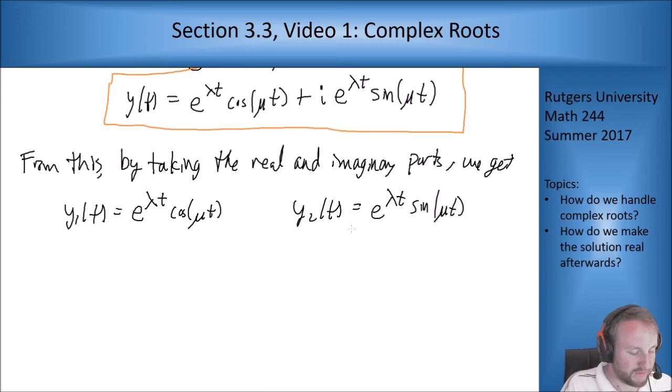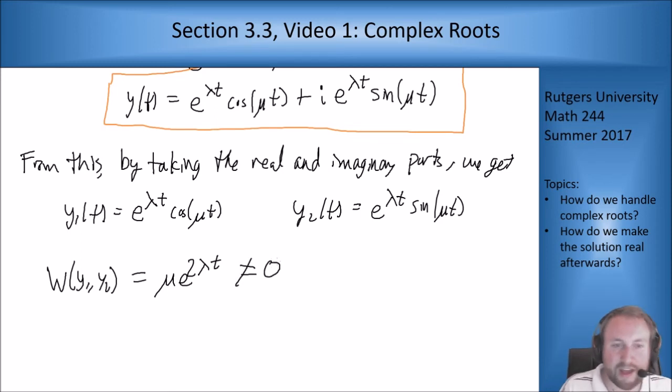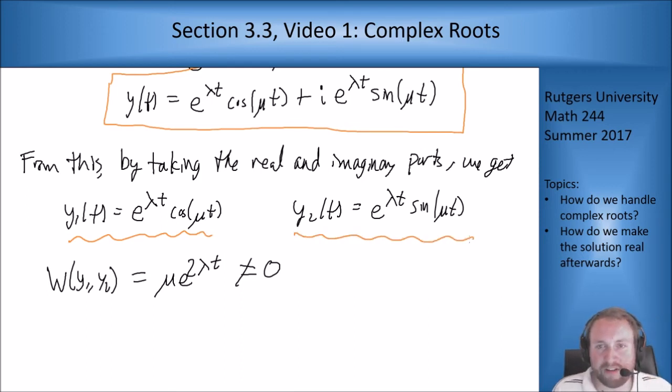And we would like to say this gives us everything, but to make sure we check the Wronskian, and if you check the Wronskian of these two solutions, you get mu e to the 2 lambda t, which again is not 0. If it was 0, that would mean mu is 0, and if mu is 0, my solutions are real anyway, so I don't care. I'm back to the old case. So the Wronskian is non-zero, which means that this guy and this guy form a fundamental set of solutions for the problem when we have complex roots.